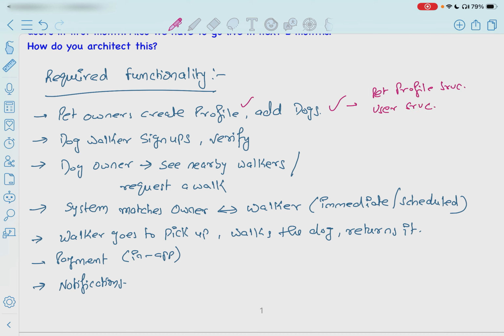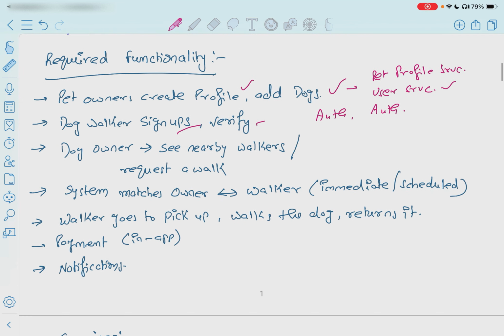The second functionality could be dog walker sign up and verification, right? So dog walkers can again use this user service, and for sign up and verification, we might need an authentication and authorization service, right? Where a user can log in, log out, and token verification, all these things will be taken care of by the authentication and authorization service.